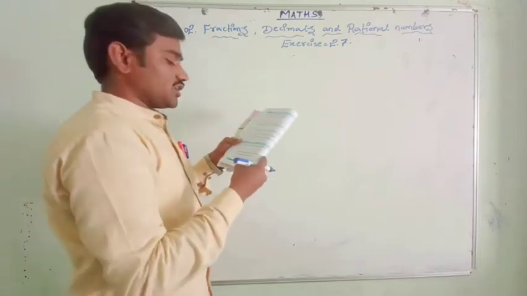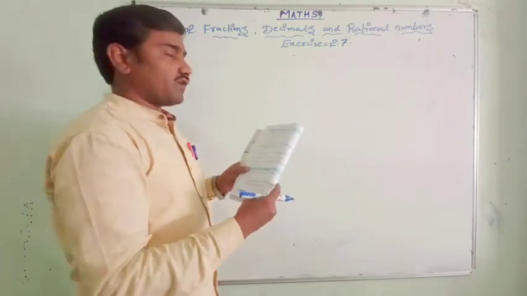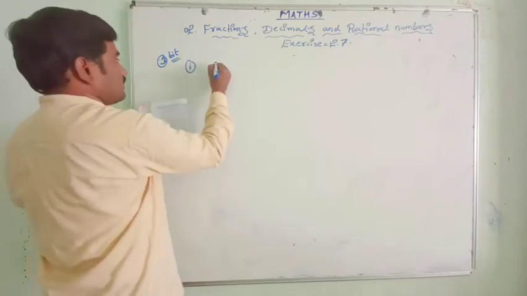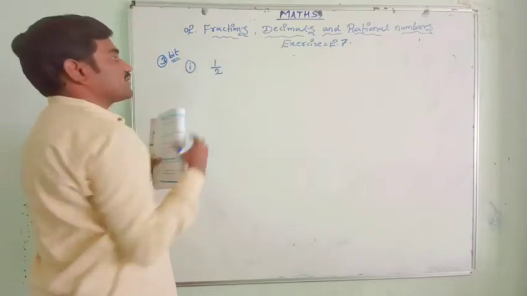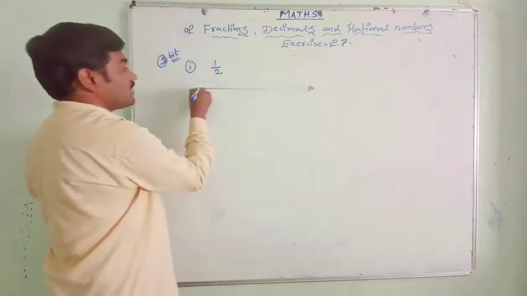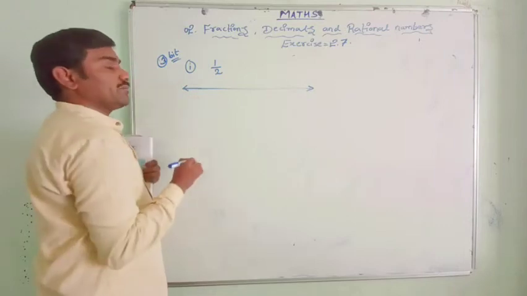Mark the following rational numbers on the number line. Let us first take 1 by 2. We have to mark 1 by 2 on the number line. Which number line are we going to use here? Not the integer number line, it is a rational number line.